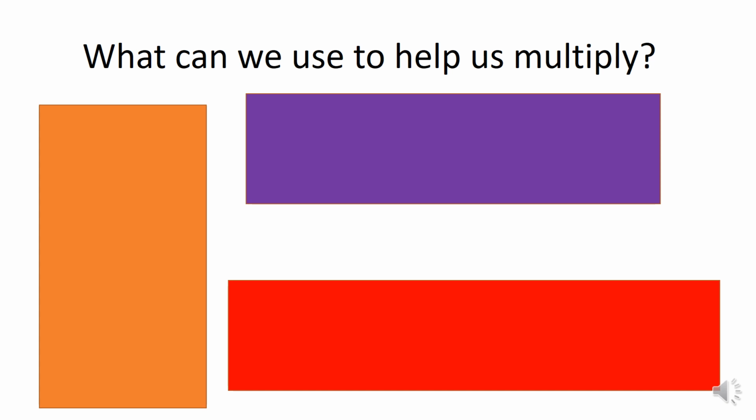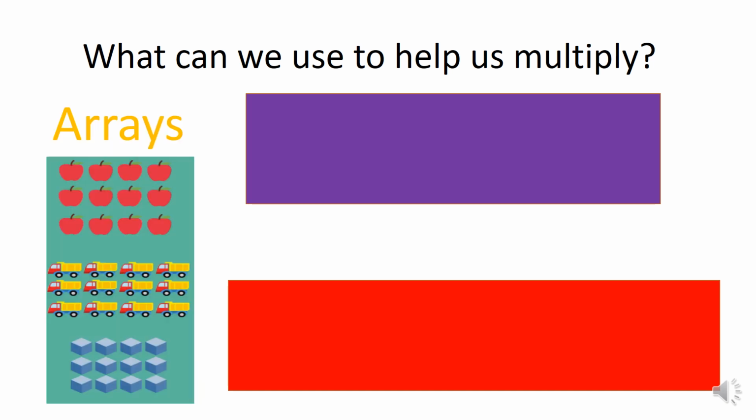So what can we use to help us to multiply? Can you think back over the last 2 weeks, to think of the different approaches and strategies we've used to help us multiply? The first one is arrays. These are our pictorial representations, so pictures and drawings, counters, things like that, and they're organised in rows and columns to help us show multiplication.